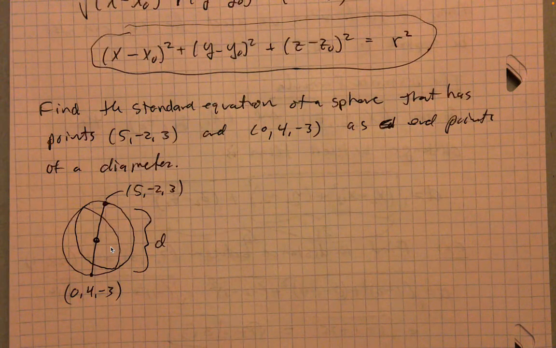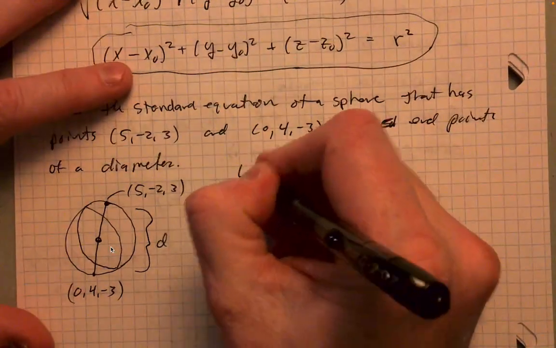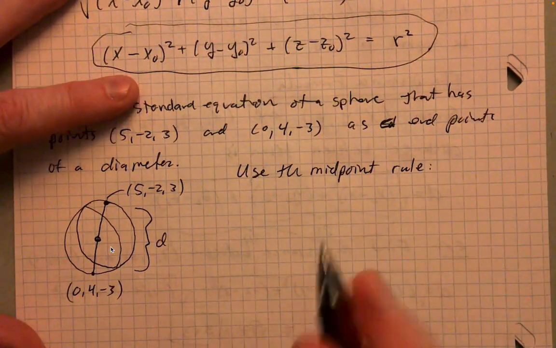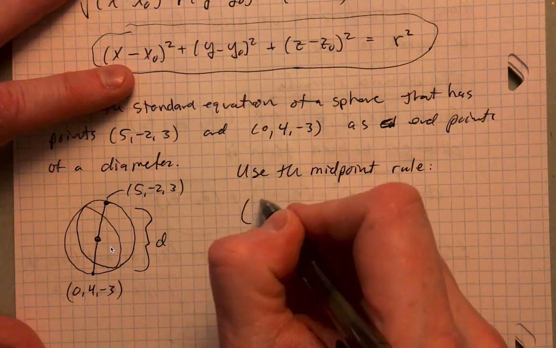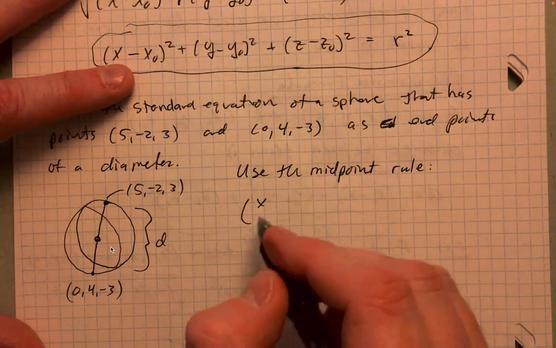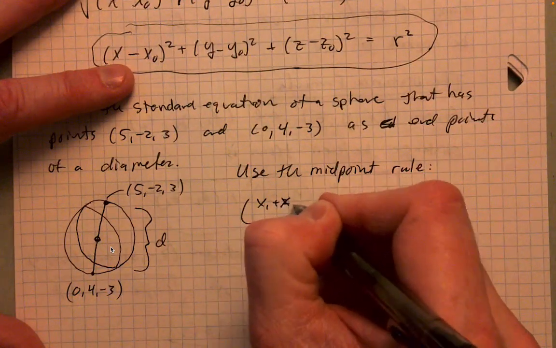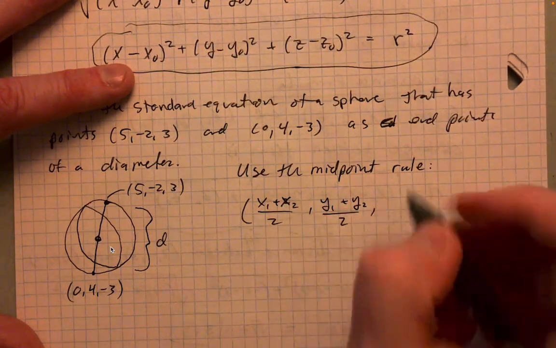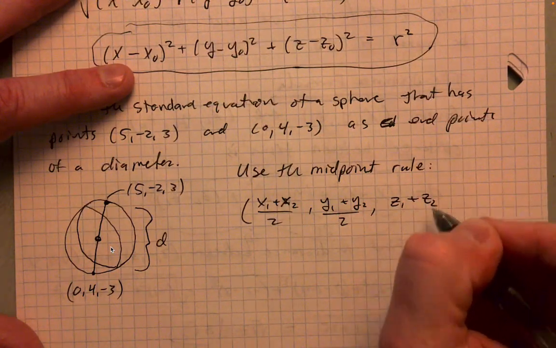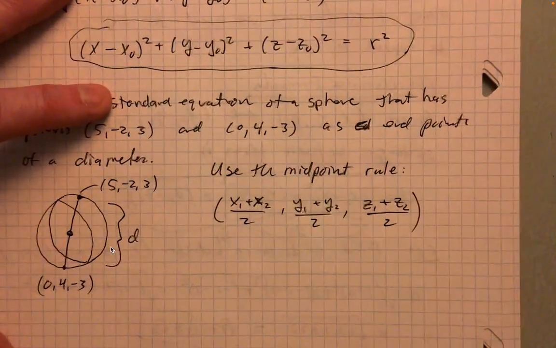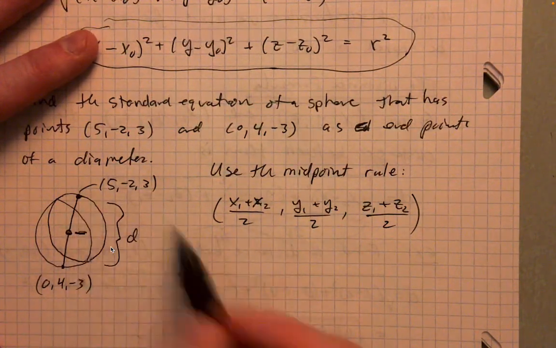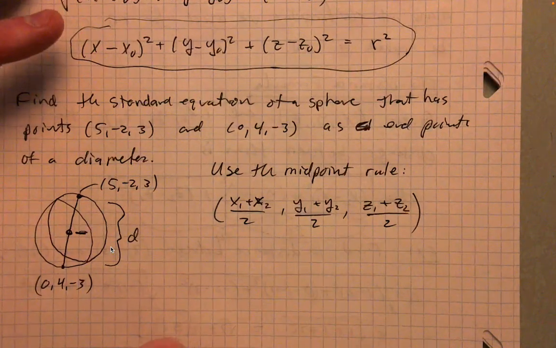What we need to do first is figure out where the center of the sphere is, and we can use the midpoint rule for this. Now remember, the midpoint rule, we've used it in 2D, and basically if you want to know the midpoint between two points, you add up their coordinates and divide each by 2. For 3D, you just do it with all three components. So you can basically take the average of each of the coordinates, and that'll tell you the midpoint, right?